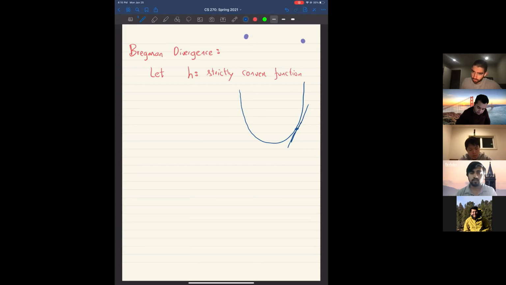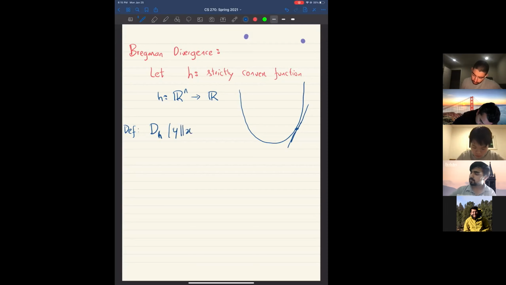Okay, so if you give me any strictly convex function on some set, let me just say R to the n for now, you have a strictly convex function, h. So how do you define the Bregman divergence? You can associate a Bregman divergence with it, d sub h. What is d sub h? It's like a distance function. You want to calculate the distance of y from x.